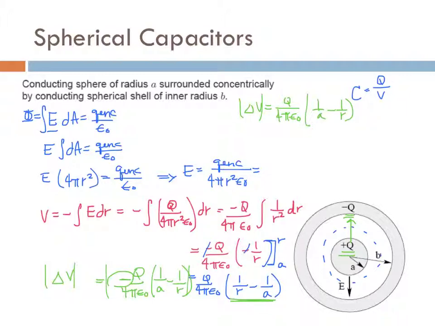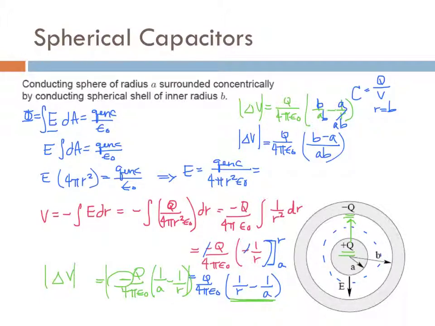Now we're going to clean this up a little bit with some more algebra. Here I'm going to set r equal to b, because we want to know specifically the potential between a and b. So I'm going to replace r with b. Now I'm going to clean this up. I need to multiply this by b over b, which is really multiplying by 1, and then multiply the second fraction by a over a, so that I get b minus a over ab. Again, this is the magnitude of our potential difference.